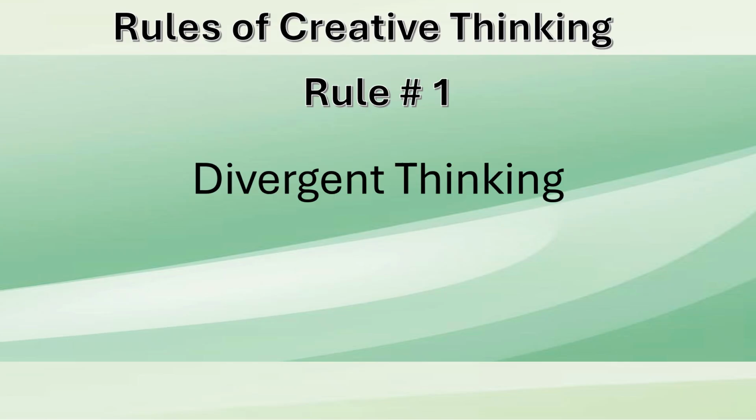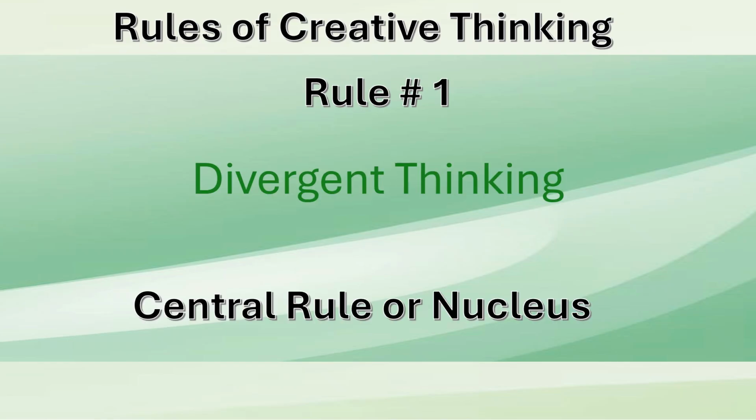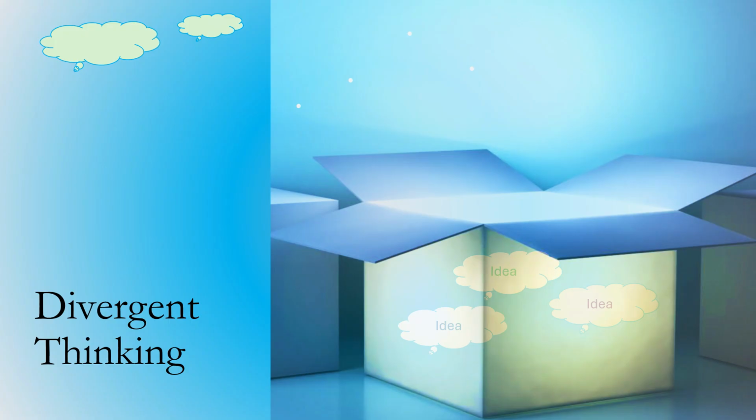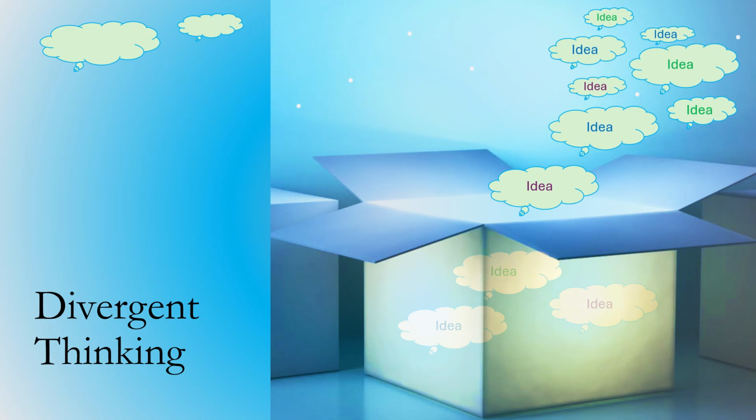Rule number 1 of creative thinking is divergent thinking. Divergent thinking is the central rule or nucleus of creative thinking. It is about exploring multiple possible ideas, no matter how unconventional they may seem, before narrowing down to the best one. It's a process involving various techniques. The simplest way to explain divergent thinking is to think about ideas as far as your mind can travel, outside the box, without limit or logic.